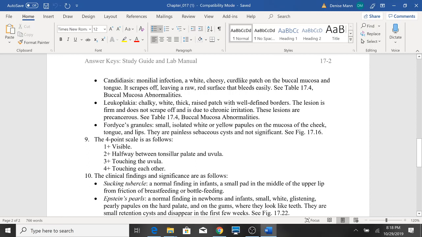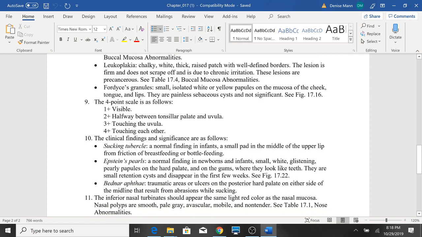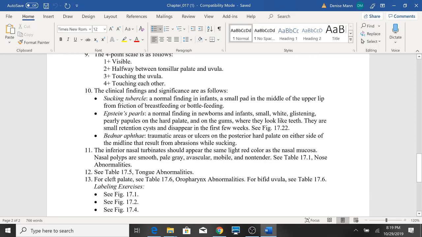Fordyce granules are small, white or yellow papules in the mucosa of the cheek, tongue, and lips. Painless sebaceous cysts, not significant. Okay, let's talk about the 4-point scale of the tonsils. 1+ is visible, 2+ is halfway between the tonsillar pillar and uvula, 3+ is touching the uvula, 4+ is touching each other.